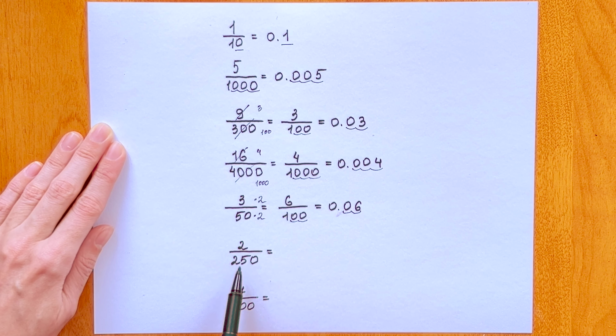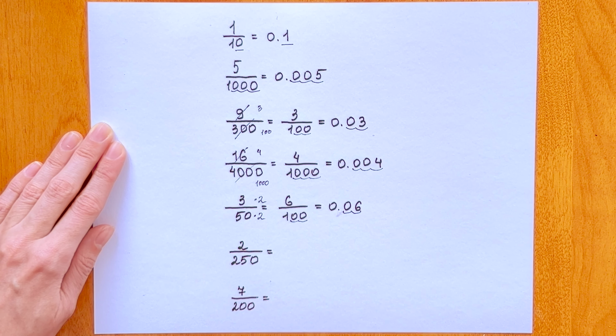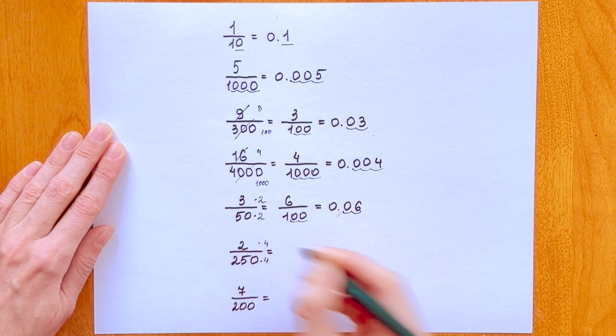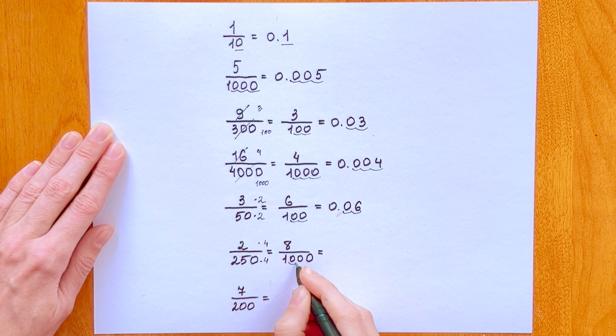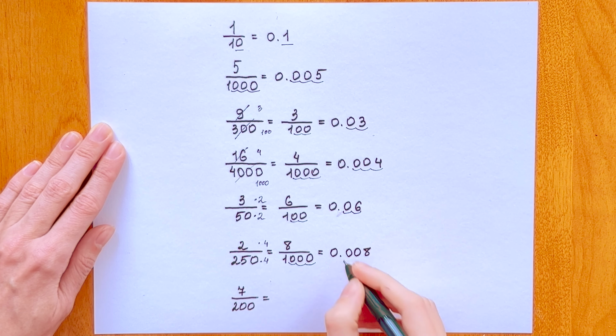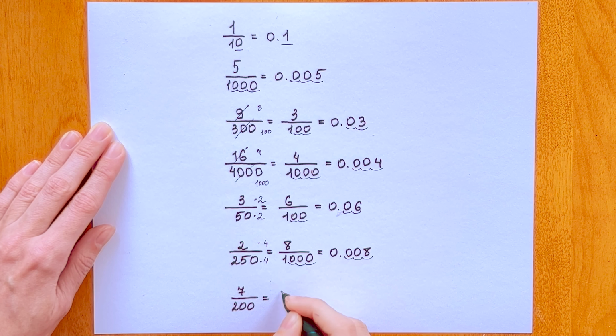In this example, we need to turn 250 into 1,000. So let's multiply it by 4 so that we get 8 thousandths. 1,000 has 3 zeros, so the answer will have 3 digits after the dot. So, can you solve this example all by yourself without a calculator?